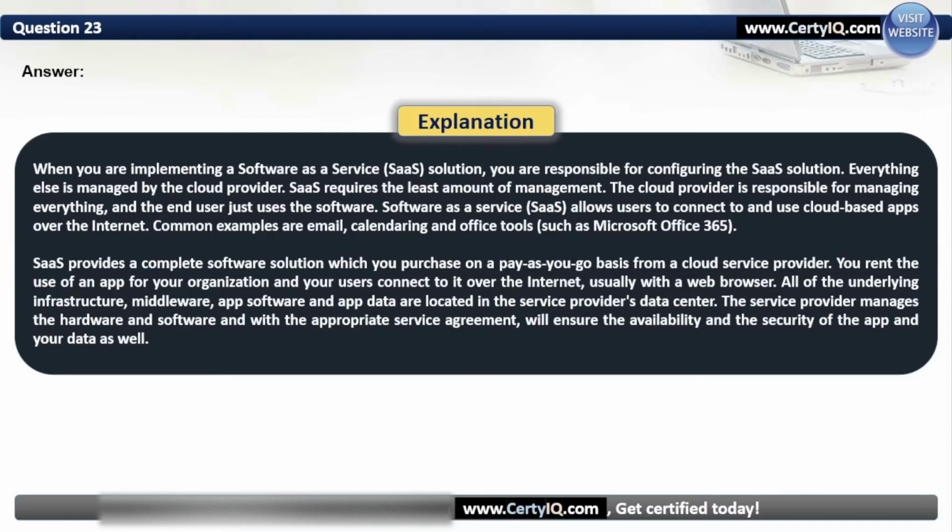Software as a service allows users to connect to and use cloud based apps over the internet. Common examples are email, calendaring, and office tools. SaaS provides a complete software solution which you purchase on a pay as you go basis from a cloud service provider. You rent the use of an app for your organization and your users connect to it over the internet, usually with a web browser.